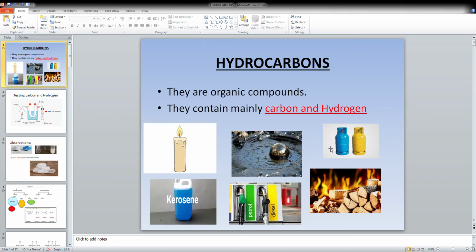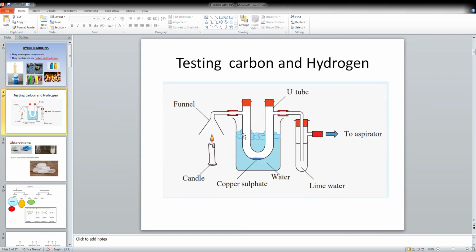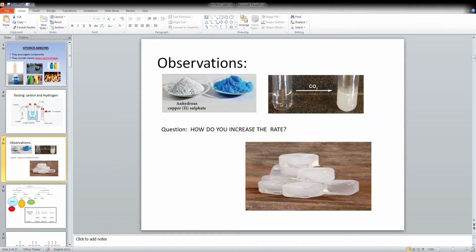Let's see how we test for carbon and hydrogen present in such compounds. Let's see the experiment to determine carbon and hydrogen in a hydrocarbon. This is the recognized practical. As the source of hydrocarbon, we use a candle, burn it and connect it to this setup. Here you can see a tube with anhydrous copper sulfate, which is white in color.